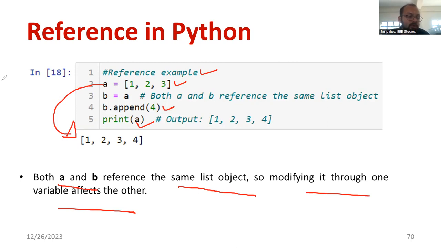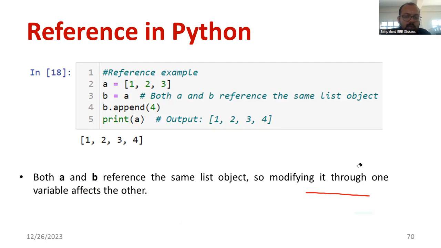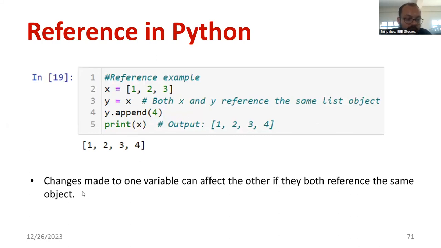Please go through the example so that you will understand. I request you to type the same program in your interpreter so that you will understand how referencing happens in Python, especially for different types of data structures. Changes made to one variable can affect the other if both reference the same object. That you have to remember. You can see x is equal to 1, 2, 3. I'm setting y is equal to x. Whatever value is stored in x is going to be stored in y. I'm going to modify by appending, y dot append 4. Then the new element will be printed.